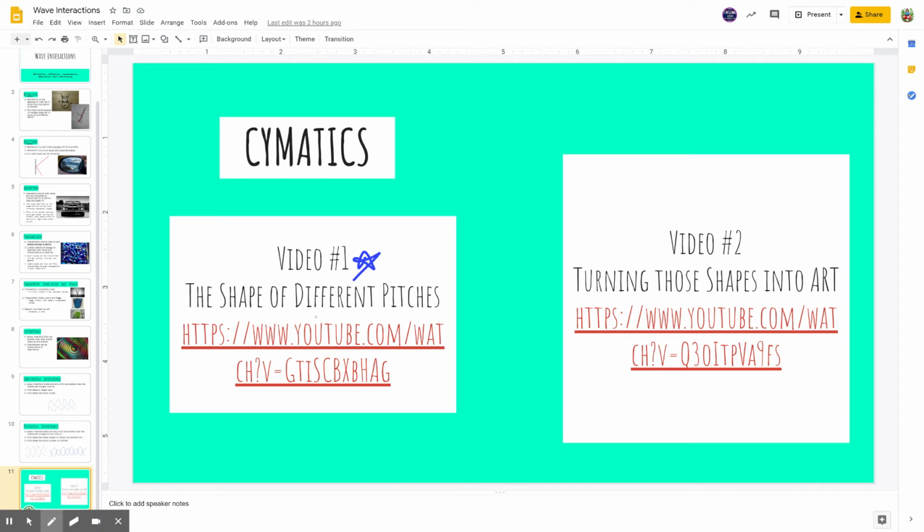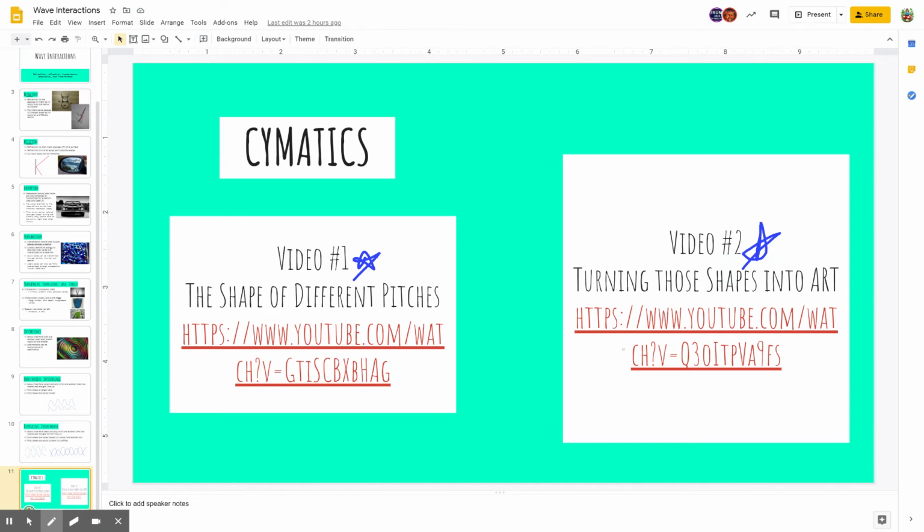Now, just to clarify, what you're seeing in that video is a piece of either metal or wood. I'm not sure which one, but they've got that sitting on top of a speaker, and they're playing a sound through that speaker that increases in frequency. So the pitch keeps getting higher and higher, and you'll see the shape of that sound change as the sound changes. Okay?